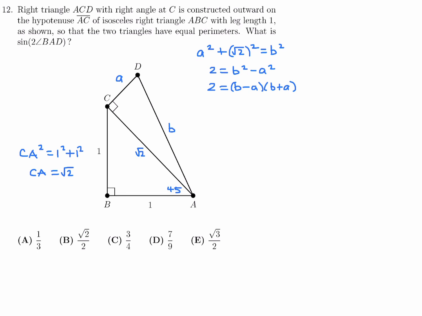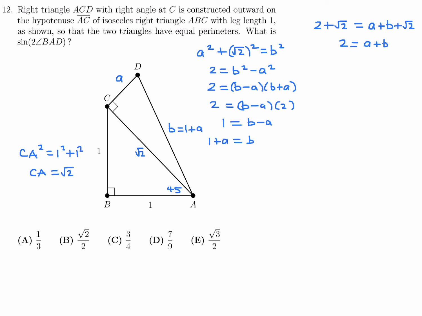And then they also tell me the two triangles have equal perimeter. So the first triangle has a perimeter of 2 plus root 2, this one right here. And the second triangle, based on my lettering, the perimeter would be A plus B plus root 2. So that means that 2 is equal to A plus B. Okay, so I can substitute that in there. So that means 2 is equal to B minus A times 2. So that means B minus A is equal to 1. So B is equal to 1 plus A. So let's put that here, 1 plus A.